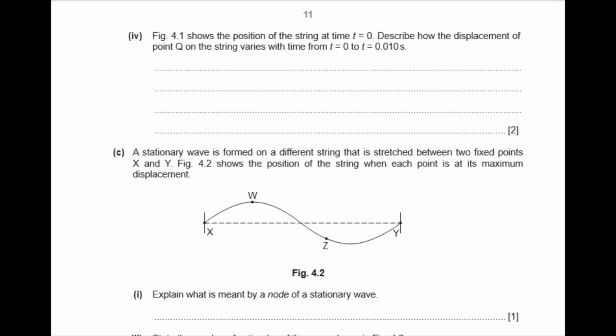B4, figure 4.1 shows the position of the string at time t equals 0. Describe how the displacement of point Q on the string varies with time from t equals 0 to t equals 0.010 second. Okay, so we know that the period equals 0.020 second. So if we want to identify the time at an instant, we divide by 4, which equals 0.005 second. So 0.005 second is the time at that instant.